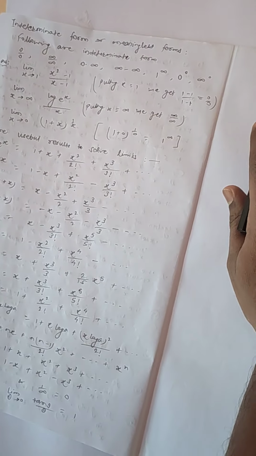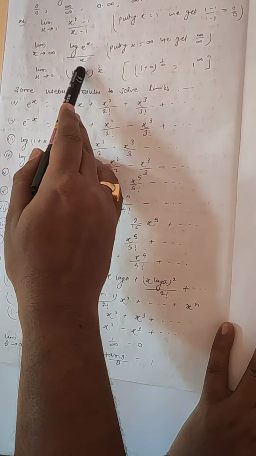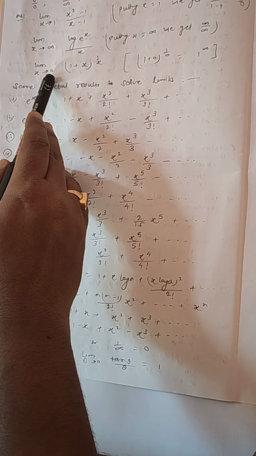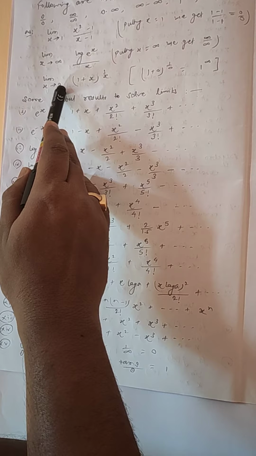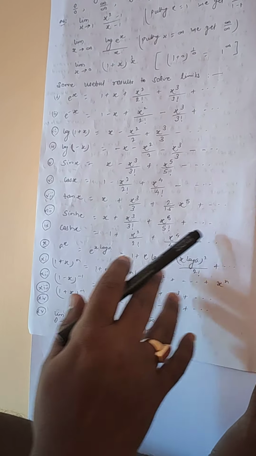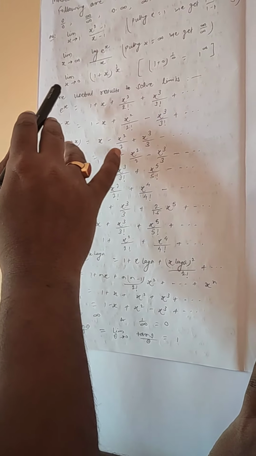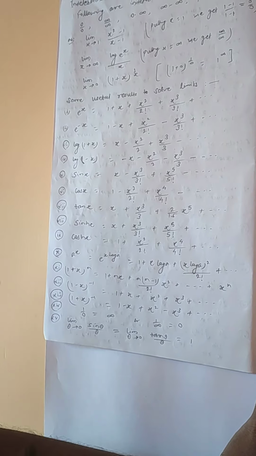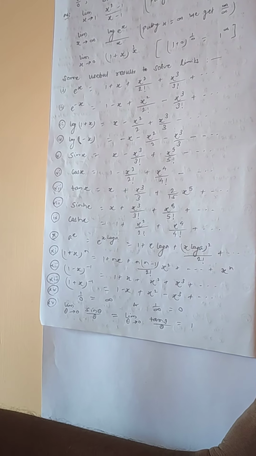This does not give us any value. Limit x tends to infinity of log e raised to x by x gives us infinity by infinity. Limit x tends to 0 of (1 plus x) raised to 1 by x, and at x equal to 0 we get 1 raised to infinity. But these all are indeterminate forms. Now some results we have to use to solve such indeterminate forms when we substitute the value of x. For solving these questions we have to use these results.